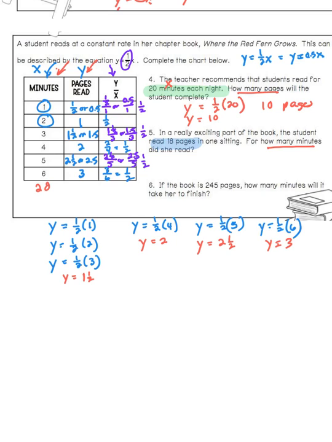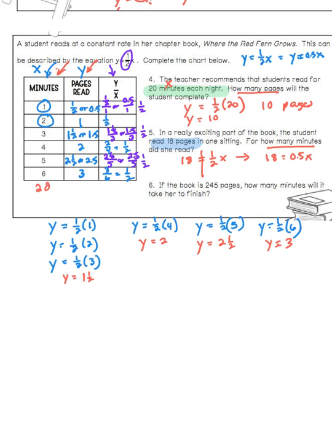So our equation will look like this. I'm going to replace the y with 18. The equation says the constant of proportionality is 1/2 for everything referring to this. And what I don't know is the x. It might be helpful, if you don't have a calculator that works with fractions, to rewrite this as 18 equals 0.5x. So now we have a one-step equation that we can solve.